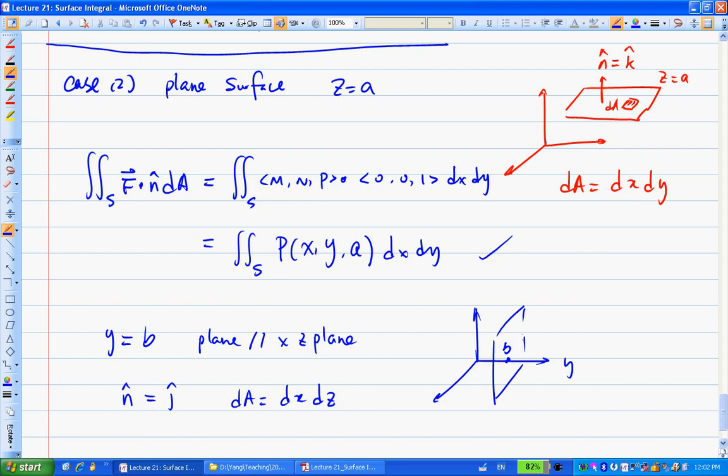Okay. Oh, by the way, you probably should ask. See, here I have a surface, and I've got two directions, right? I could have an n hat as a negative k hat, but I'm using k hat here, because the up direction is usually what we call the positive direction. However, you need to also be aware.